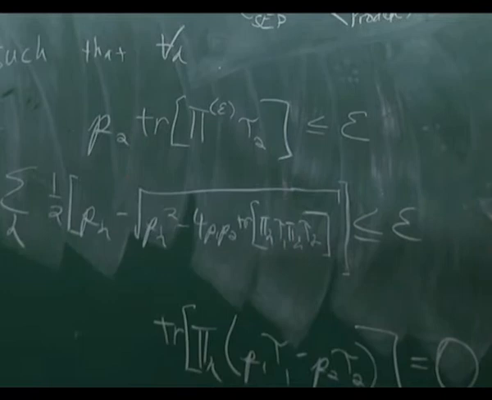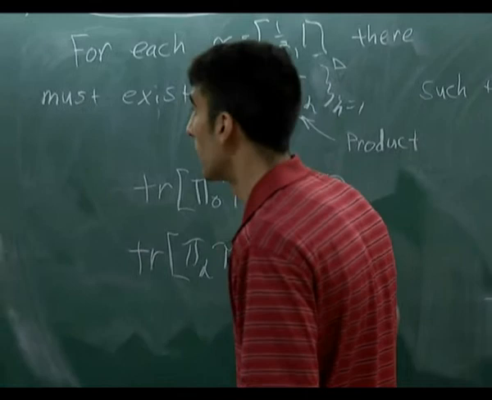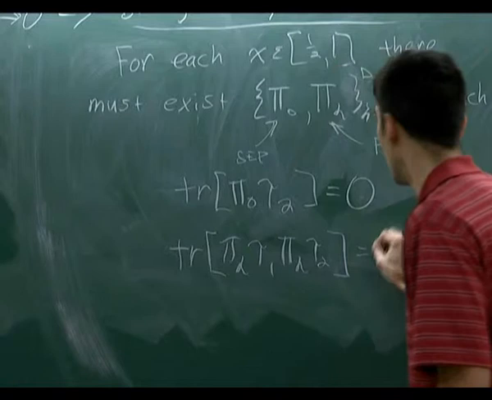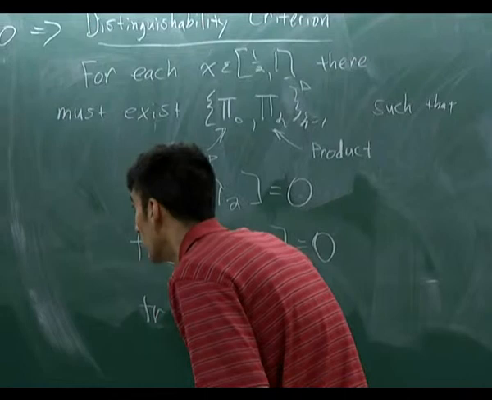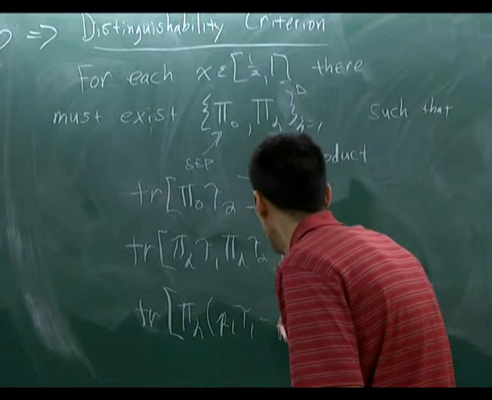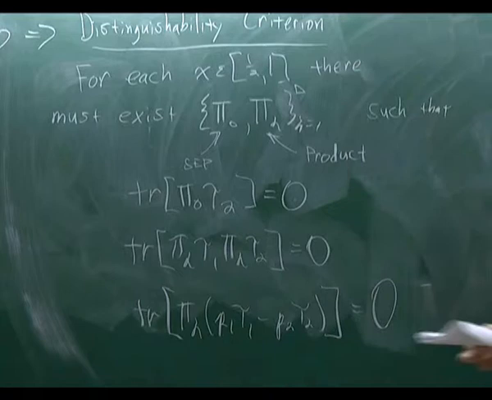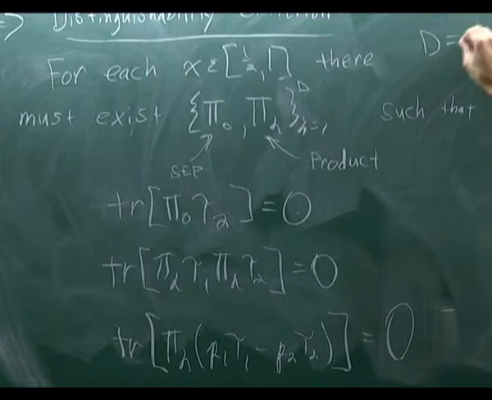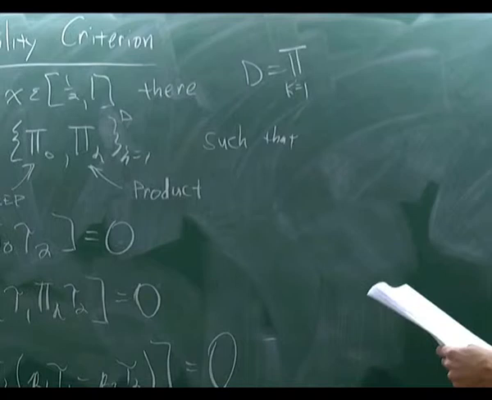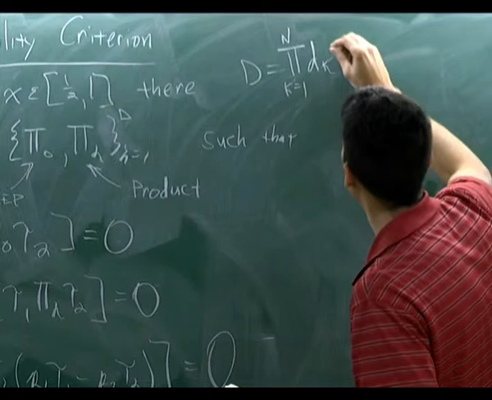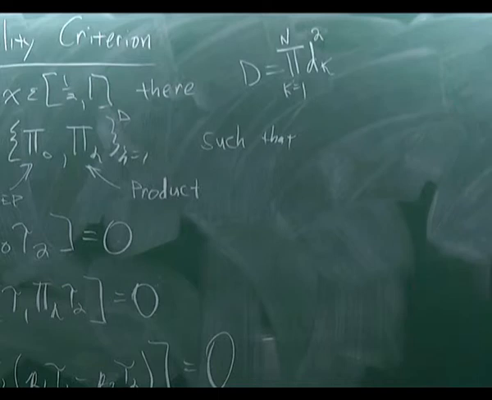So we can say that trace of pi lambda tau 1 pi lambda tau 2 equals 0. And then finally, at the bottom there, this is always going to hold. Okay, and I should say what D is. This actually holds in general for n parties. So D is something like the dimension squared of the local parties.